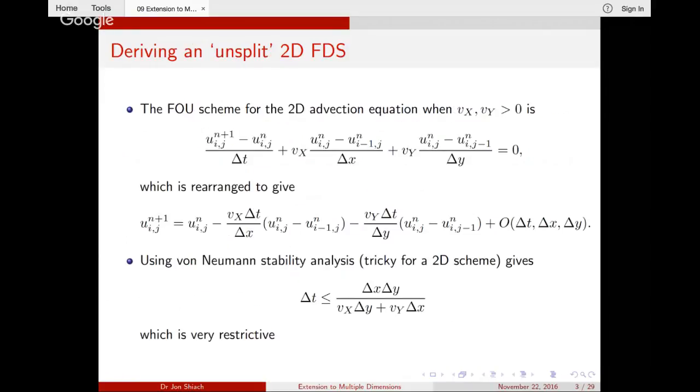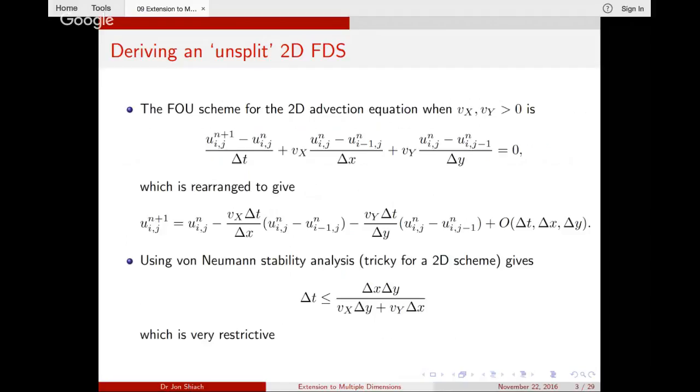Okay, what I'm going to do now is derive a finite difference scheme to solve that 2-dimensional equation, and I've called this an unsplit scheme. So I haven't done anything with the PDE, I haven't split it up. I've got the PDE, and I'm just going to solve it straightforwardly.